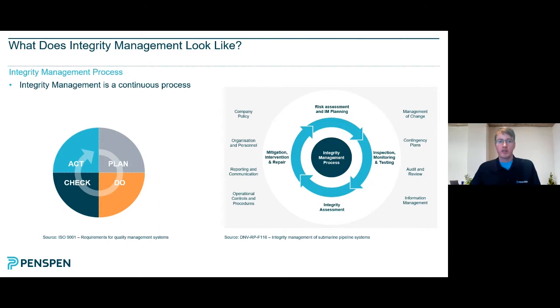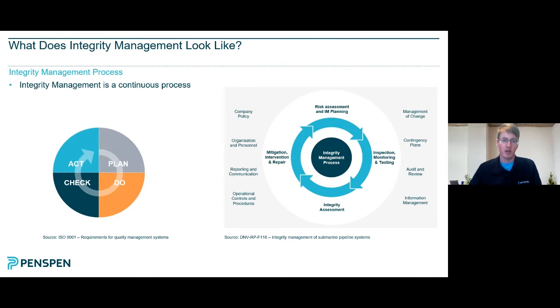So moving on then, what does integrity management actually look like? The figure there on the right-hand side is taken from DNV RP F116, which is the recommended practice for integrity management of submarine pipelines. And if you're not familiar with it, hopefully you are familiar with the Plan, Do, Check, Act cycle, common in ISO standards. And essentially the integrity management process follows the same path. It's a continuous and iterative process, and it's common to a number of asset management codes and standards.